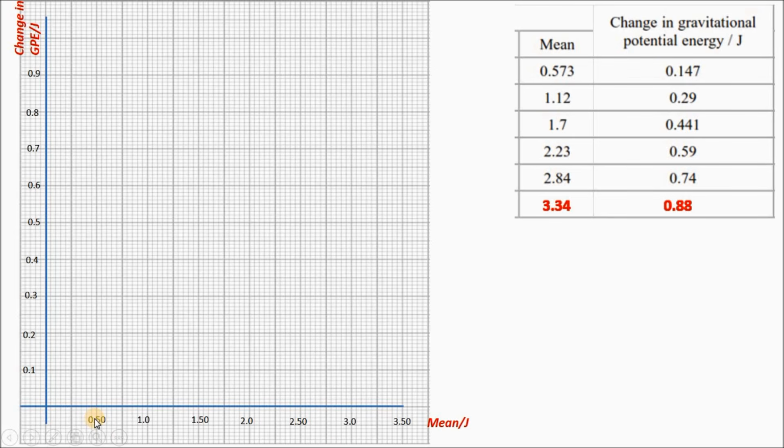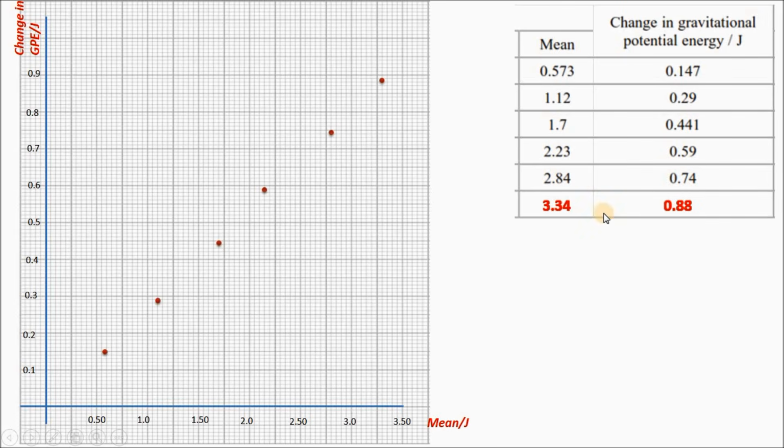So these are the range 0.5 to 3.5. If you see your mean value starting from 0.573, and the y-axis value 0.1 to 0.9, you can easily plot all the values. And if you plot corresponding values, you can have 6 points as you have 6 readings. So these are your 6 points.